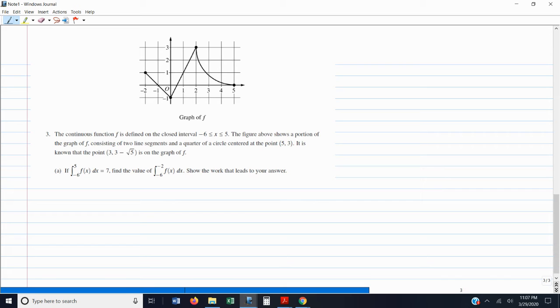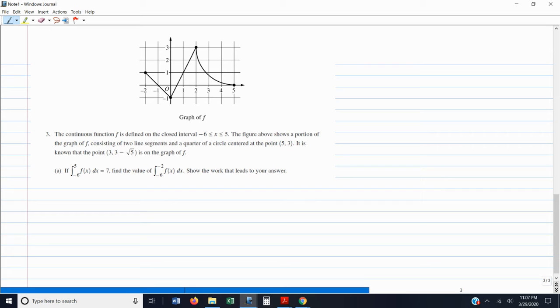And part A says if the integral from -6 to 5 is 7, find the value of the integral from -6 to -2. Show the work that leads to your answer. Obviously, those are definite integrals, and I was just interpreting that as the area under the curve because that's one way to evaluate that definite integral.